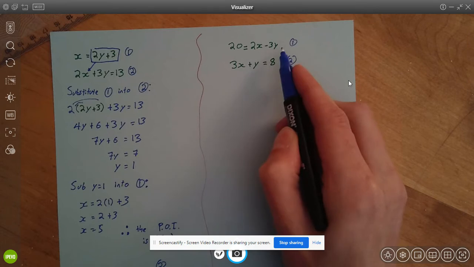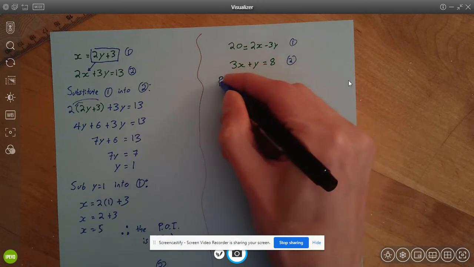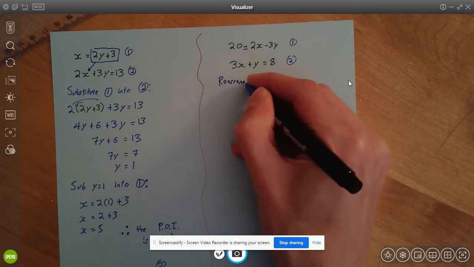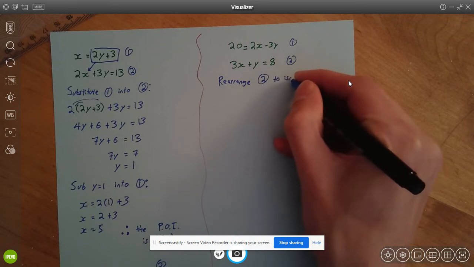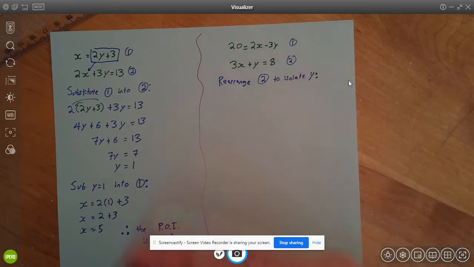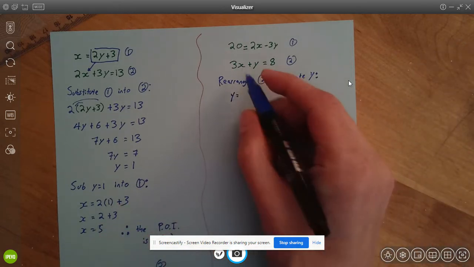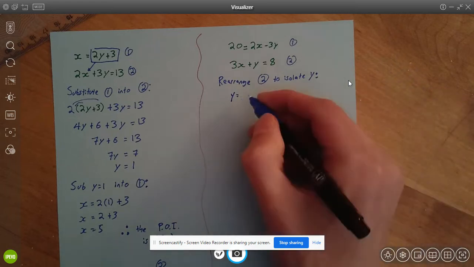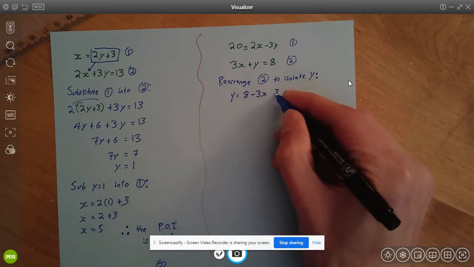Well, I've got 2x, I've got a negative 3y, I've got a 3x. This y is by itself. That's going to be the easiest. So I'm going to rearrange equation 2 to isolate y. So I can pick which variable is the easiest to isolate. I want to kind of avoid fractions, avoid doing too much algebra. So I'm just going to move that positive 3x to the other side. So I now have 8 take away 3x. Why don't we call this equation 3?